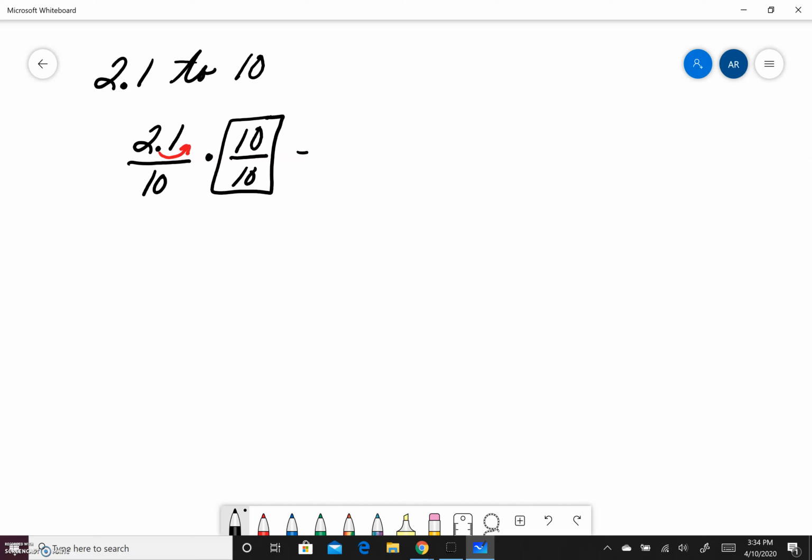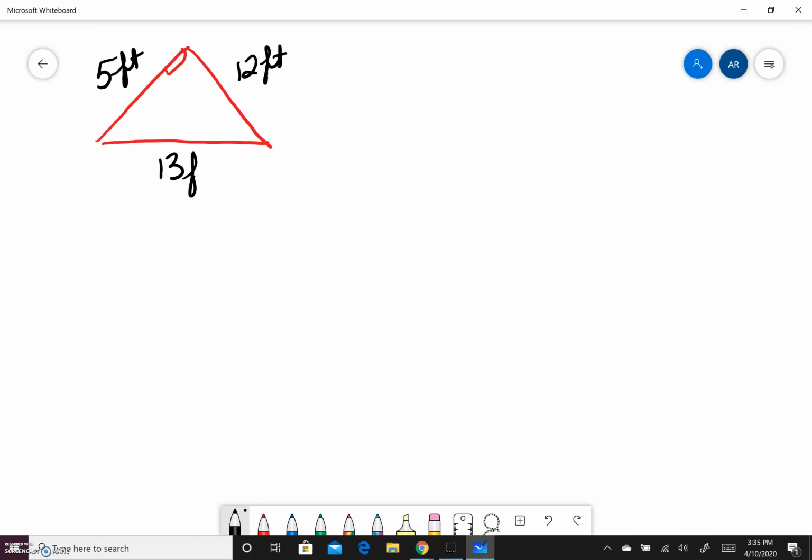It's just going to change the appearance, which will give us 21 over, and then 10 times 10 we know is 100. And then you don't have to do anything further because that is in simplest form. You're not going to get a factor of 21 out of this 100. So you can't break up those factors in any other way.